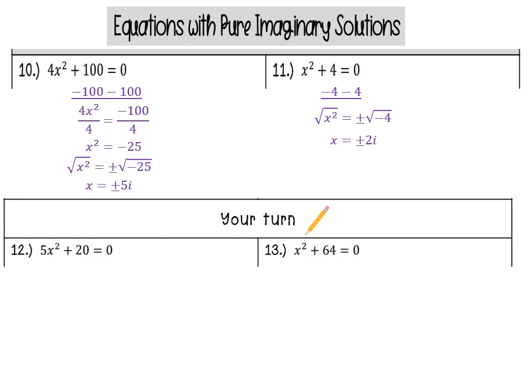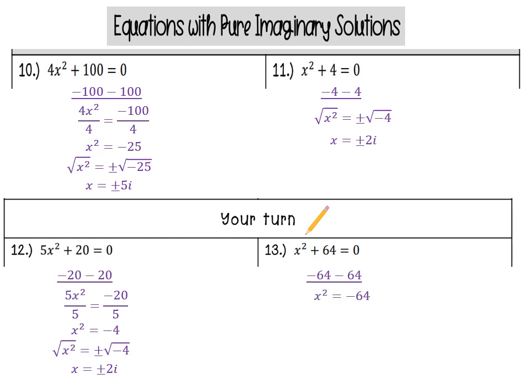Okay, so number 12: subtract 20 from both sides, divide both sides by 5, and then take the square root of both sides. The square root of negative 4 we know is plus or minus 2i. Next part, subtract 64 from both sides, take the square root of both sides, and we end up with x equals plus or minus 8i.